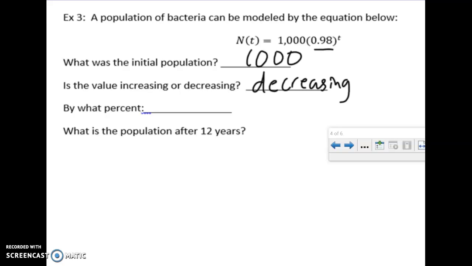1,000 was the initial value, and it is decreasing because the base is less than 1. Now, what percent is it decreasing? Again, think of this as how much less than 1 is it?